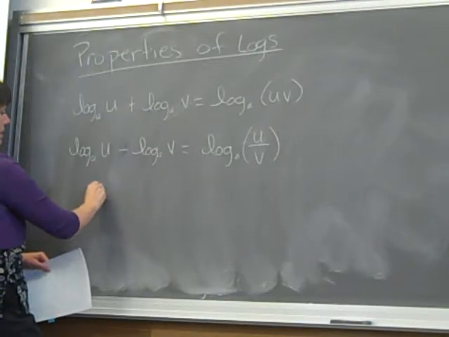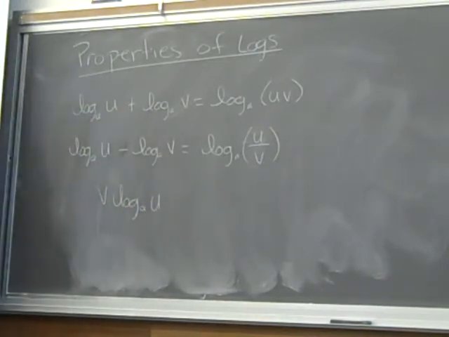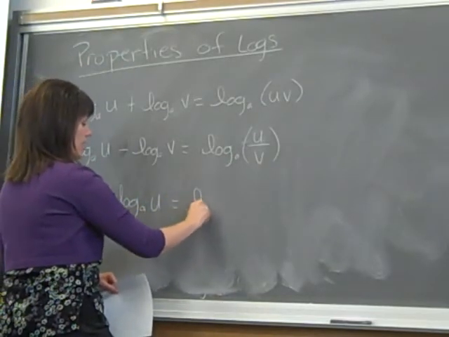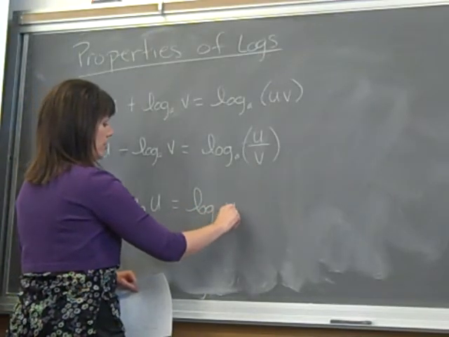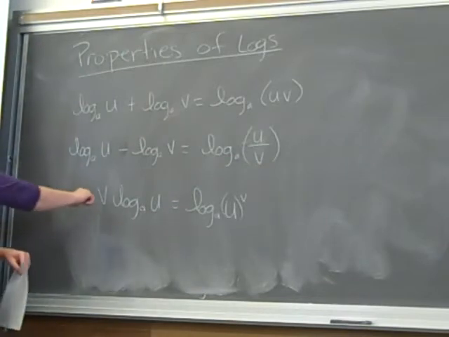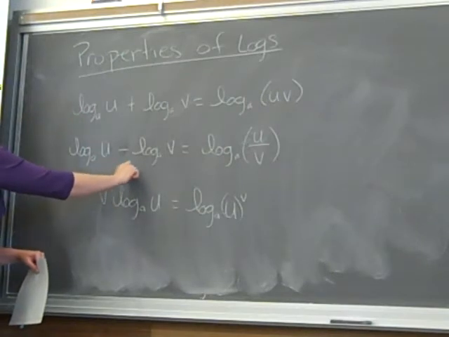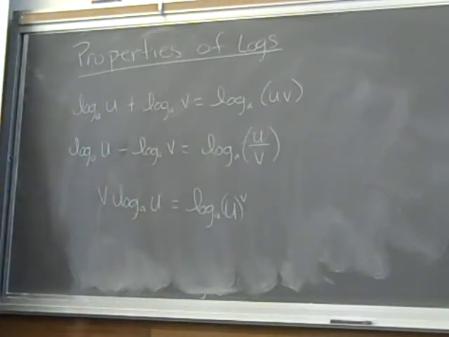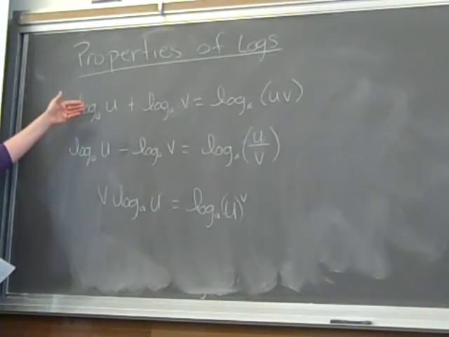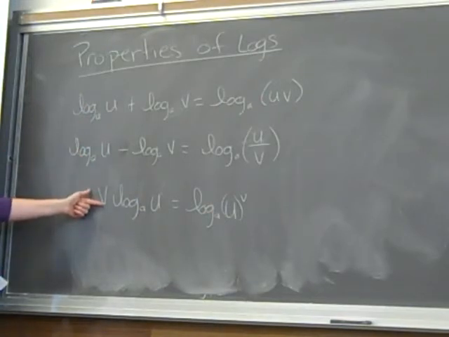Let's do v log base A of u equals log base A of u raised to the v. So this is a power rule, and what it is, you take the stuff that's in front of the log and you just bring it up as a power. It's called the power rule. So this is a quotient rule. No. Product rule, quotient rule, power rule. Those are your three main rules.